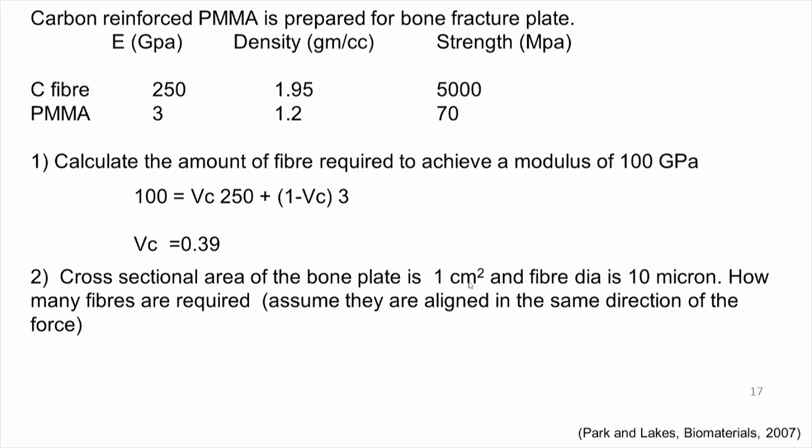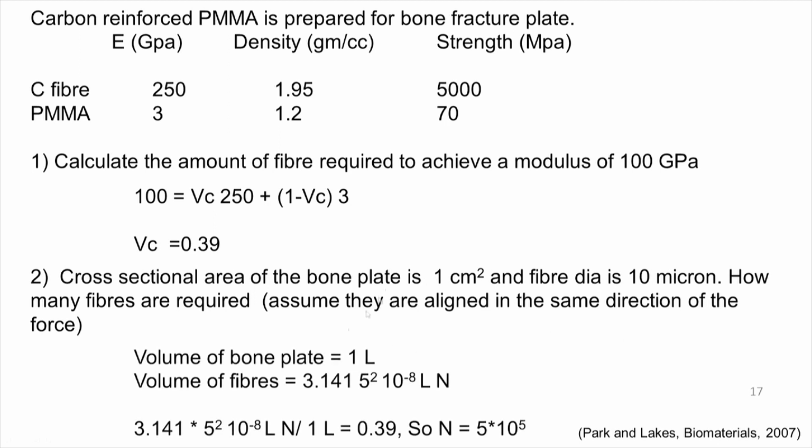So, if I assume L as the length of the bone plate, the volume of the bone plate will be 1 into L, okay. I am having a 10 micron diameter. So, if I take it as circular, pi d square by 4 it will come, multiplied by n, okay, that will be the total fiber volume occupied, and the fraction will come from here, 0.39. So, from there we can calculate the number of fibers.